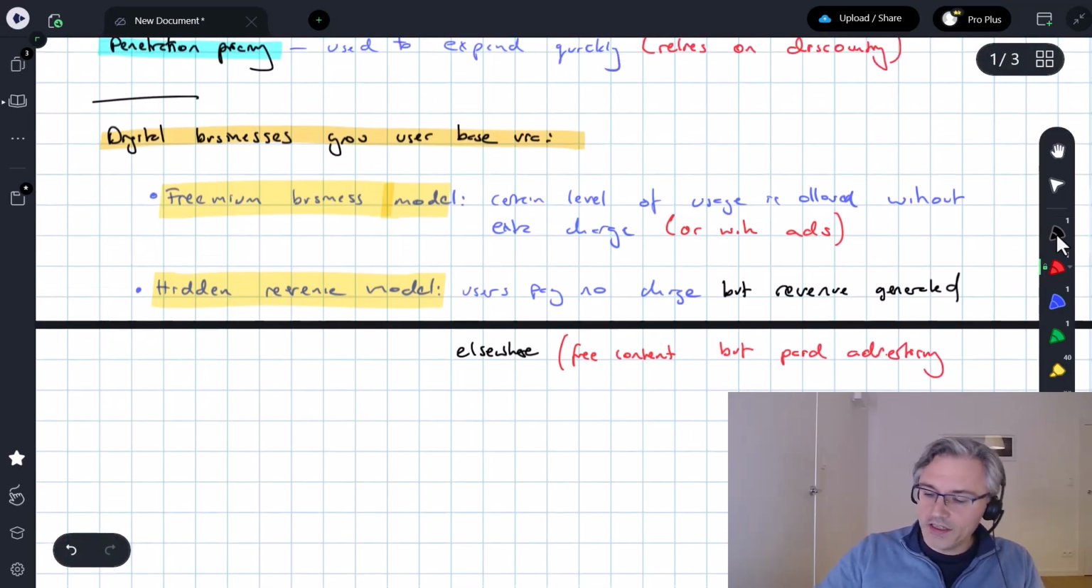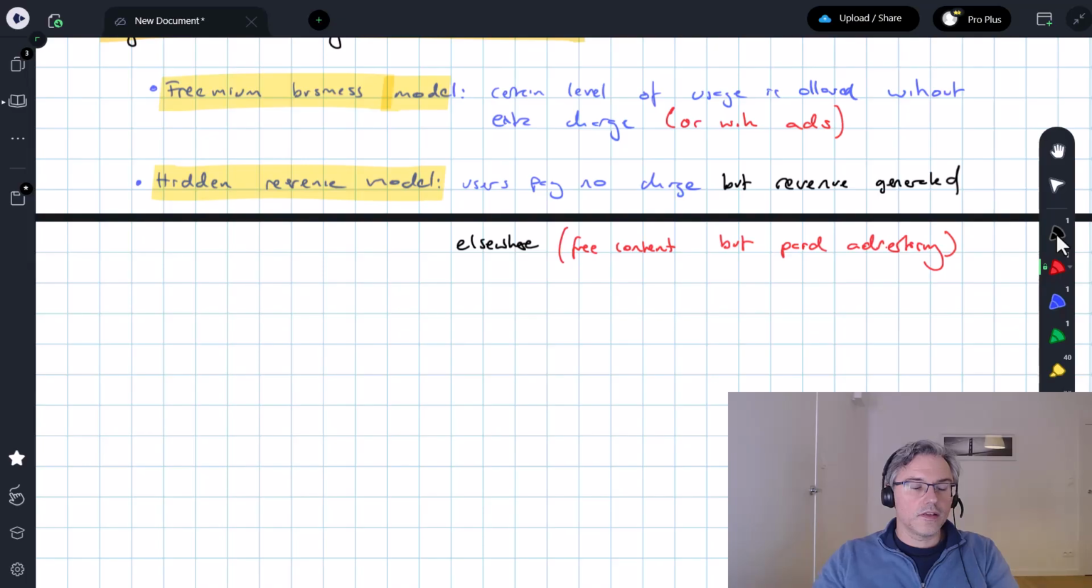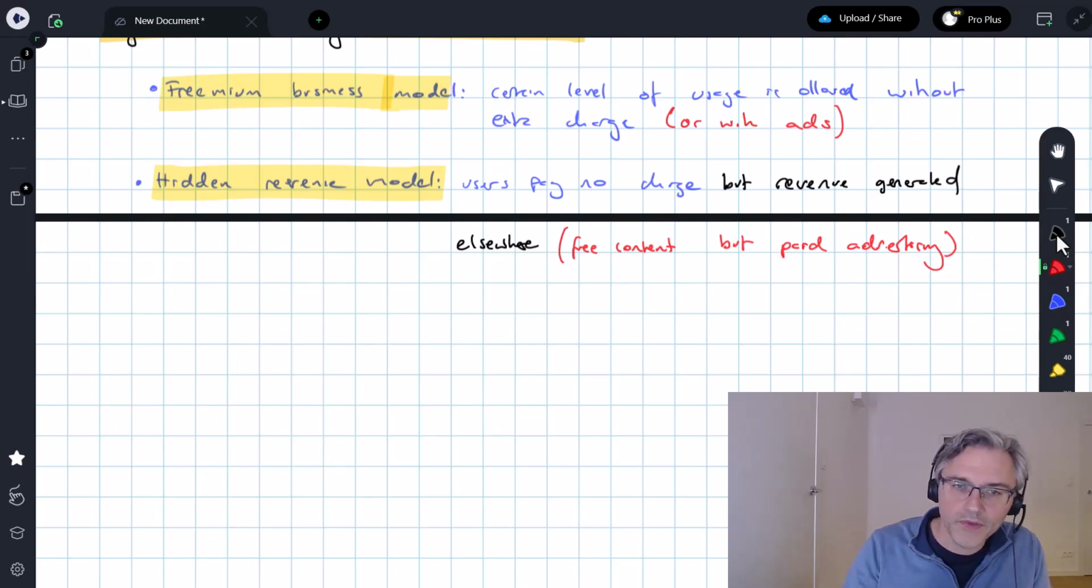Or with Facebook, you use Facebook for free, but Facebook sells advertising services, so people may advertise to you when you're using Facebook. In online marketplaces, often the buyer doesn't have to pay for a transaction, but the seller does. If you go on eBay, it's the seller who pays for advertising something, and you as a buyer just click buy and pay the price, but you don't incur any additional fee.